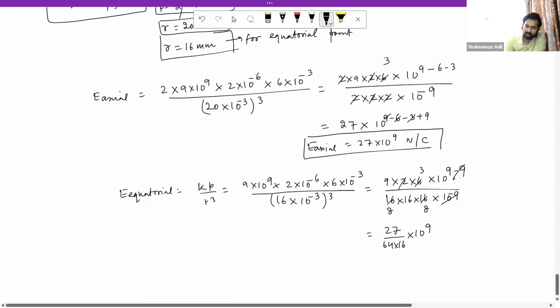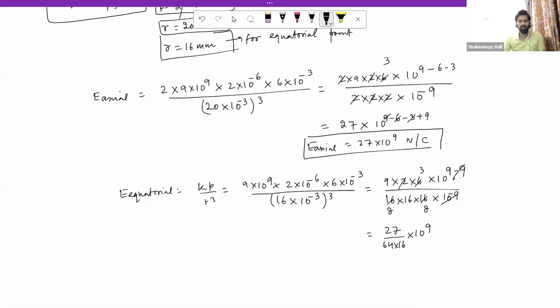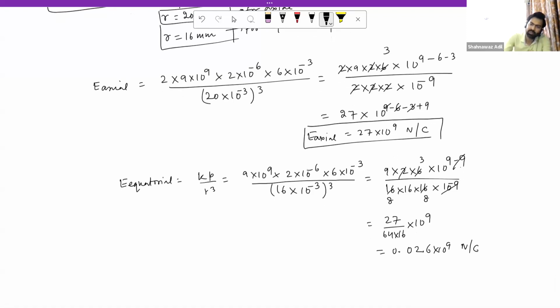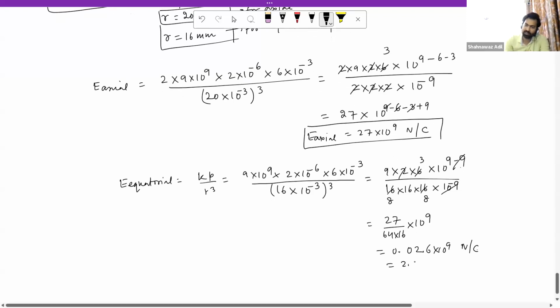So whatever this value is, right? So how much is this? 27 divided by 64 divided by 16. So this is 0.026 into 10 to the power 9 Newton per coulomb. So this would be 2.6 into 10 to the power 7 Newton per coulomb. So this is E equatorial.